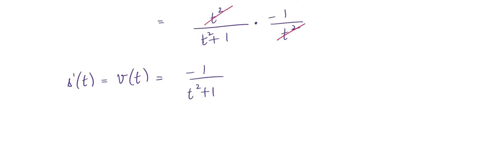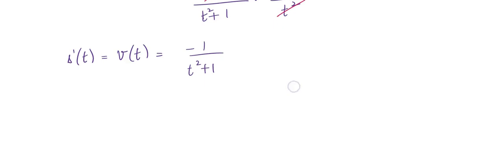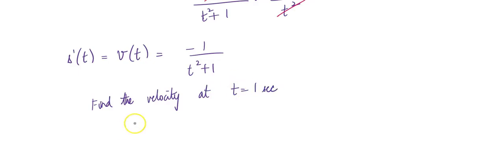Sometimes they can add something more to the question and say, find the velocity at t equals 1 second. So I'll just add that here. Find the velocity at t equals 1 second. If they add more context to it, it basically means you want to evaluate t at 1. So negative 1 over 1 squared plus 1, which is basically negative half.